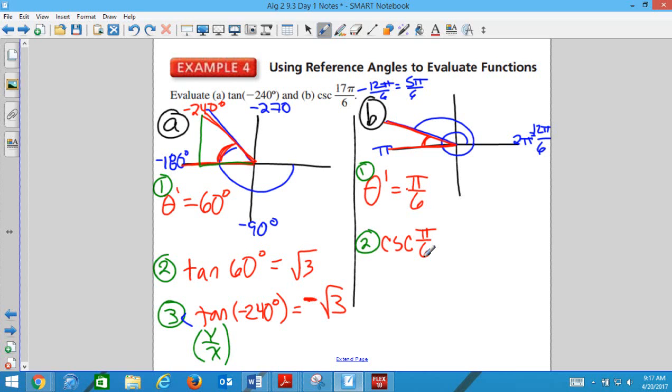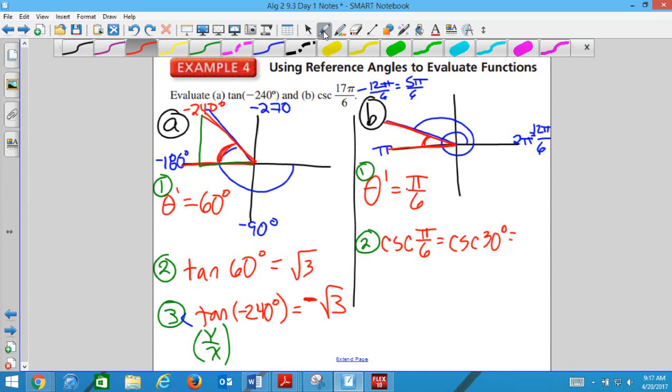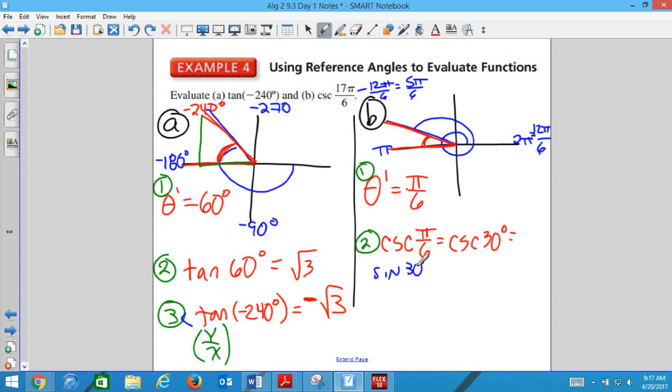So anytime we have pi over 6's, that's always my 30. It's either going to be 30, 45, 60, or one of those quadrantals, or you can't do it by memory. So pi over 6 is 30, so now the next thing I'm thinking is what's the cosecant of 30 degrees? I might not write it, but that's what I'm thinking. You might not have your cosecants memorized, but I know my sine of 30 degrees. So the next thing I might be thinking is what's the sine of 30 degrees? And you tell me 1/2.